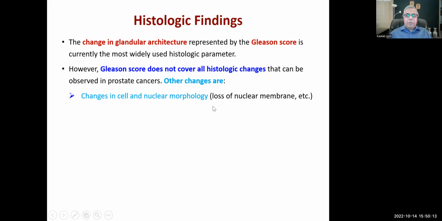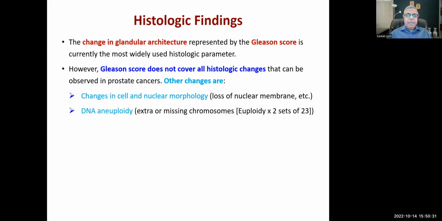Well, the pathologist is able to see the changes in cell size and cell shape and the nuclear to cytoplasmic ratio, but he may not be able to observe the loss of nuclear membranes and other molecular changes inside the cell. DNA aneuploidy happens in most of the cancers. The cancers have extra or missing chromosomes, which basically means that the chromosomes do not have a multiple of 23 chromosomes. Like, euploidy is that we have 2 sets of 23 chromosomes.